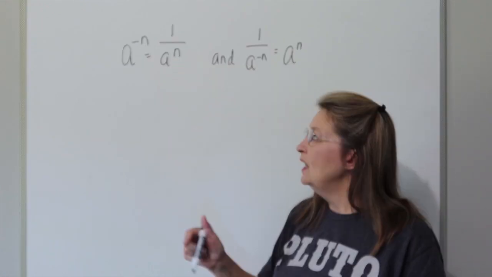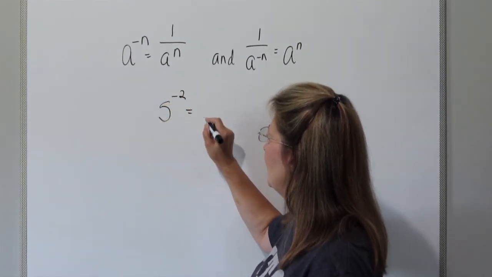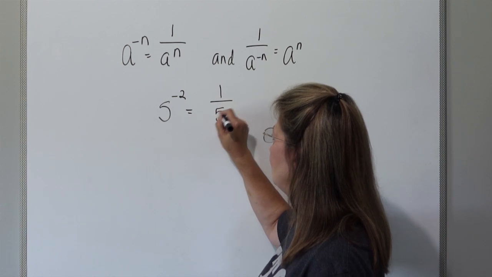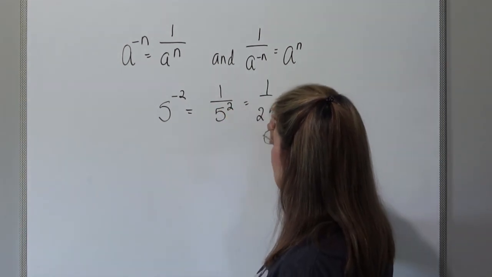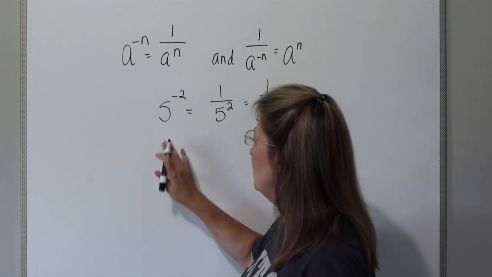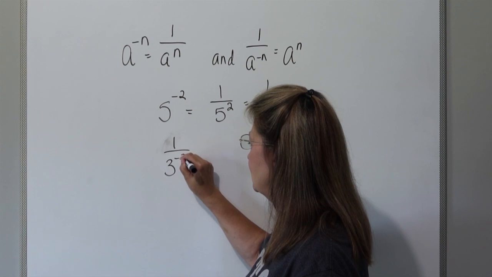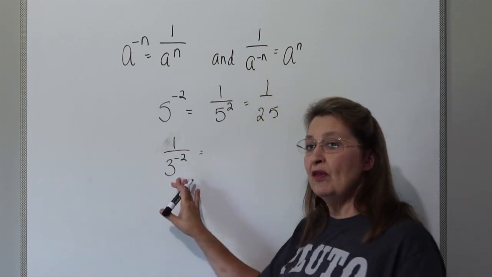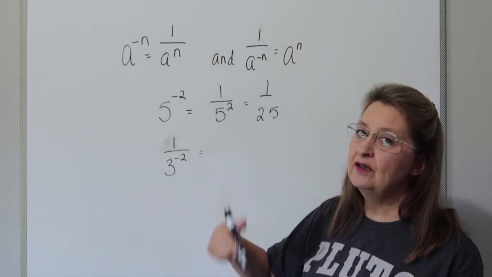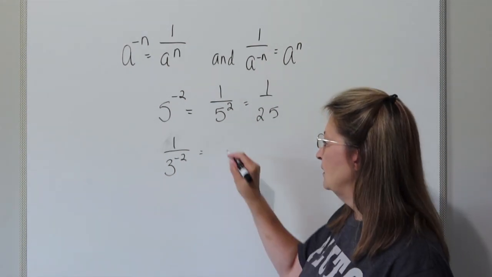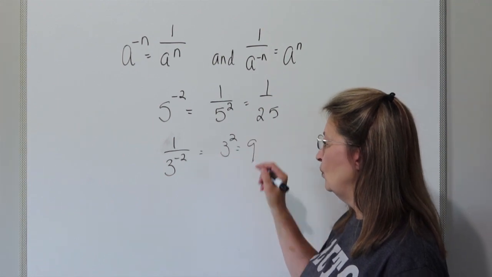If I have 5 to the negative 2, that actually means 1 over 5 squared, which would be 1 over 25. If I have 1 over 3 to the negative 2, it's on the bottom now. So the way to change that exponent to a positive is to move it up to the top. So this would be just 3 squared over 1, which is 9.